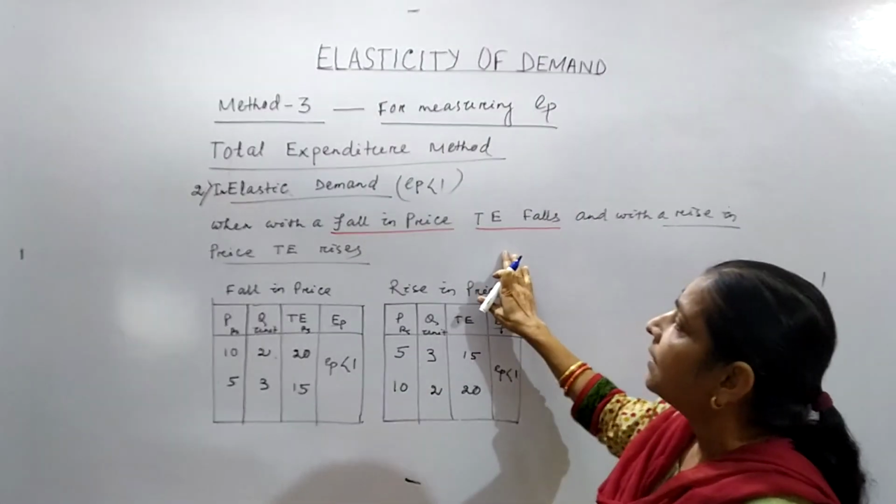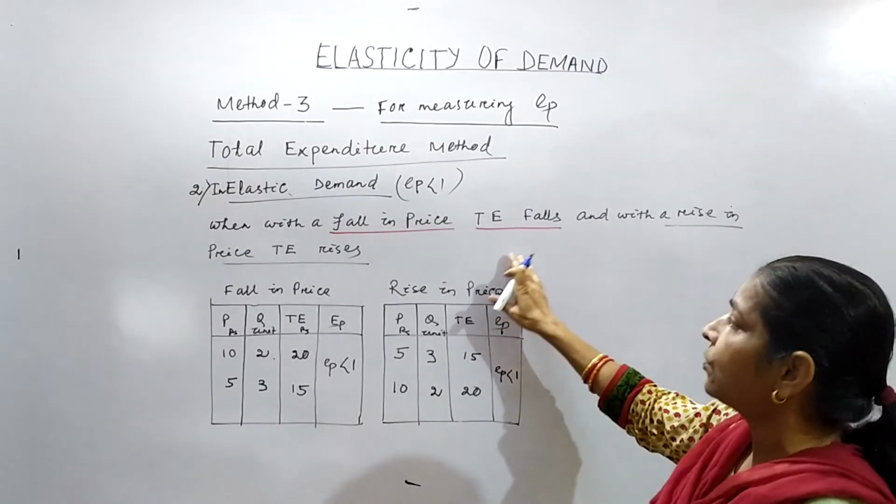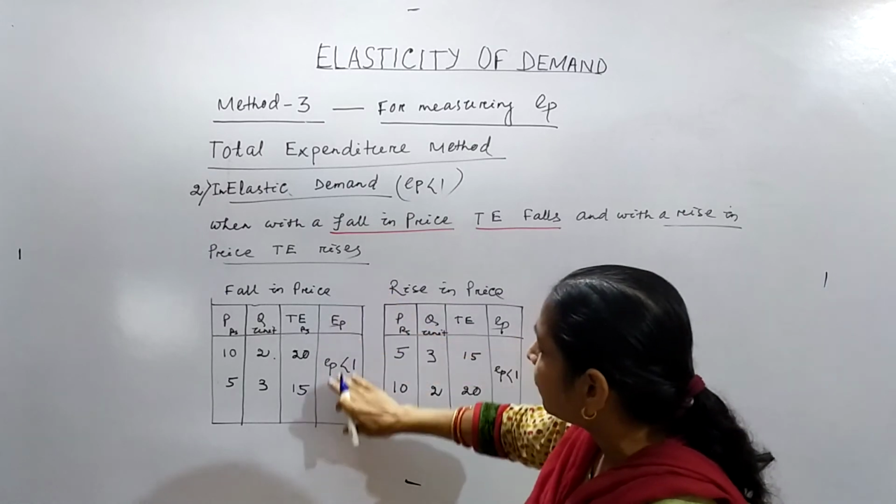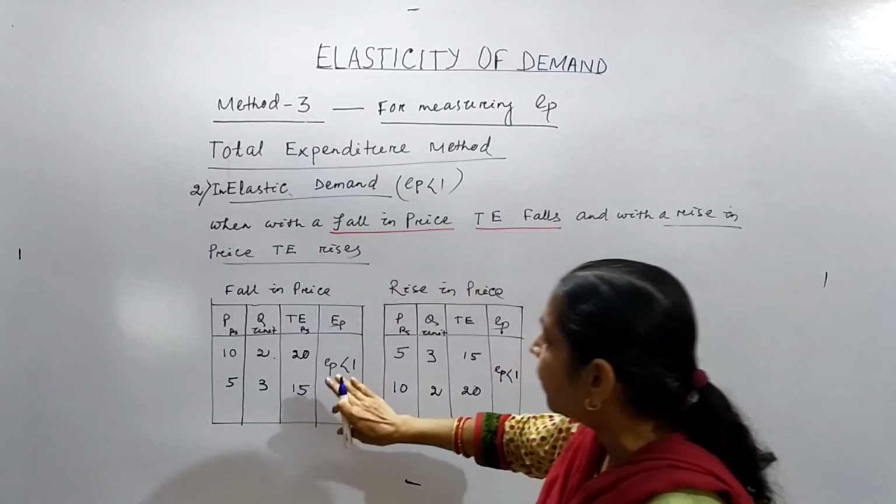So in this case, in the inelastic demand case, we see that with a fall in price, total expenditure also falls.